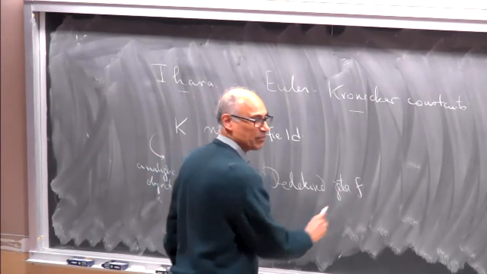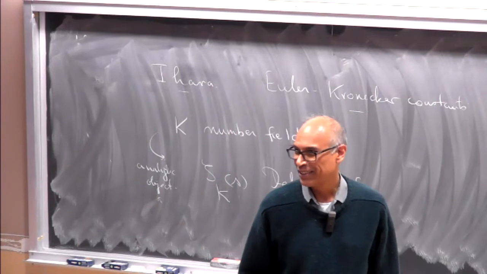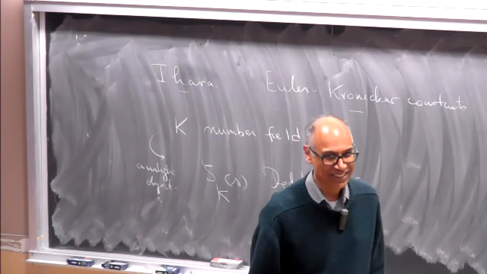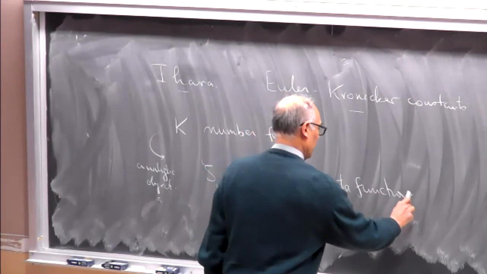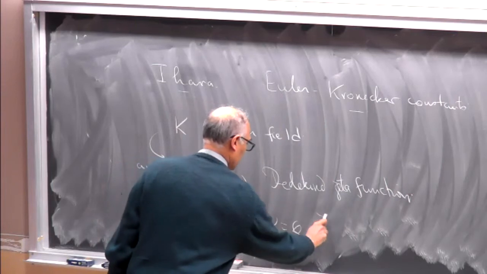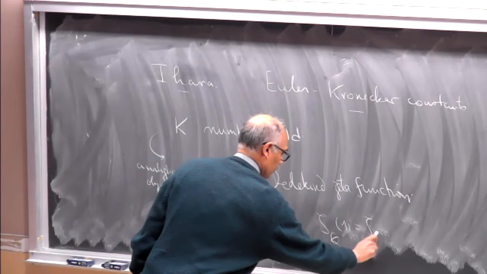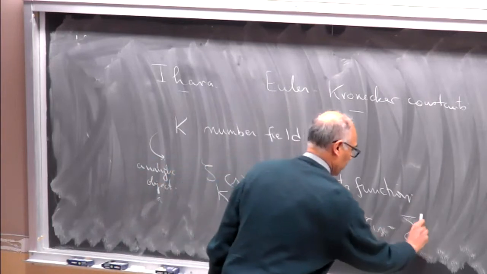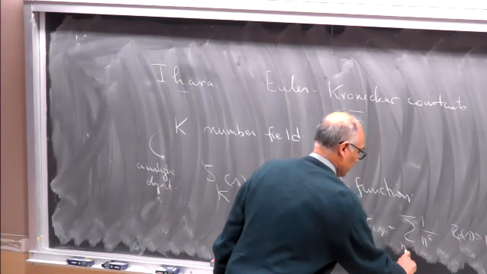I'm always nervous about these namings of things. I was about to say it was introduced by Dedekind, but I'm not quite sure if it was. Anyway, we call it the Dedekind zeta function. It's a generalization: when k is Q, this is the Riemann zeta function, which, as you know, is defined for real part of s bigger than 1 by this infinite series.